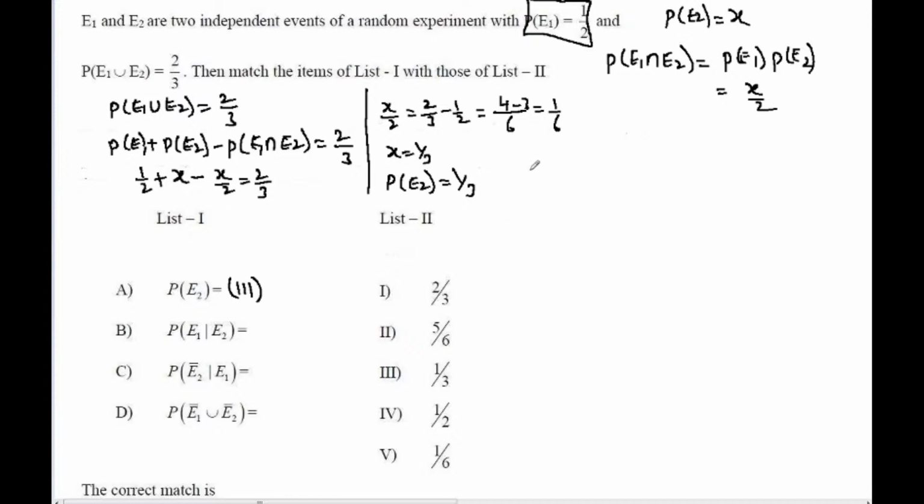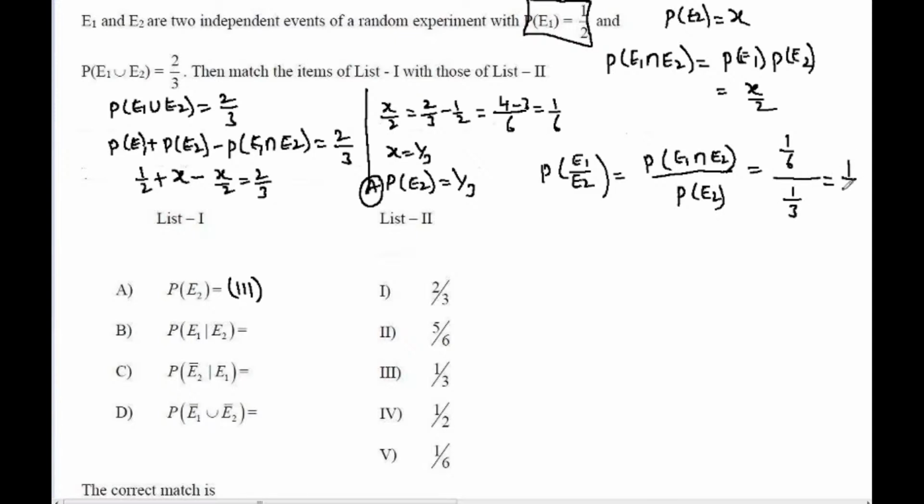And here is the B option. This is the A value. Probability of E2 is 1 by 3. Now we find P of E1 by E2. So P of E1 by E2 is equal to P of E1 intersection E2 by P of E2 from Bayes theorem. P of E1 intersection E2 is X by 2, X value is 1 by 3, that is 1 by 6, by probability of E2, that is 1 by 3. So 3 2 times cancelled, that is equal to 1 by 2. P of E1 by E2 is equal to 1 by 2. So B is mapped to 4.